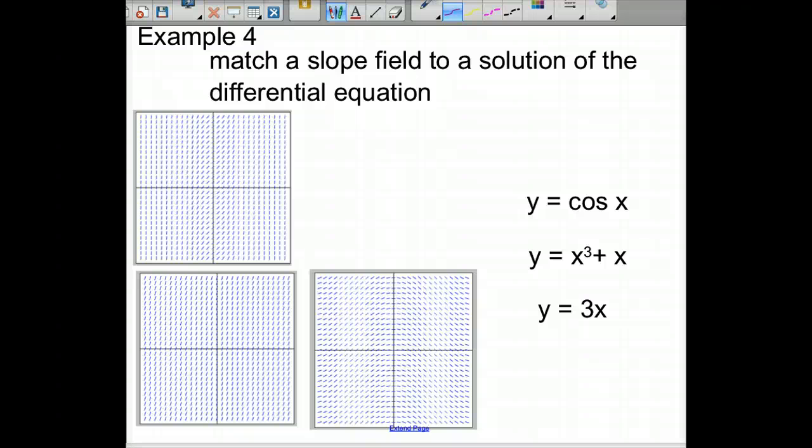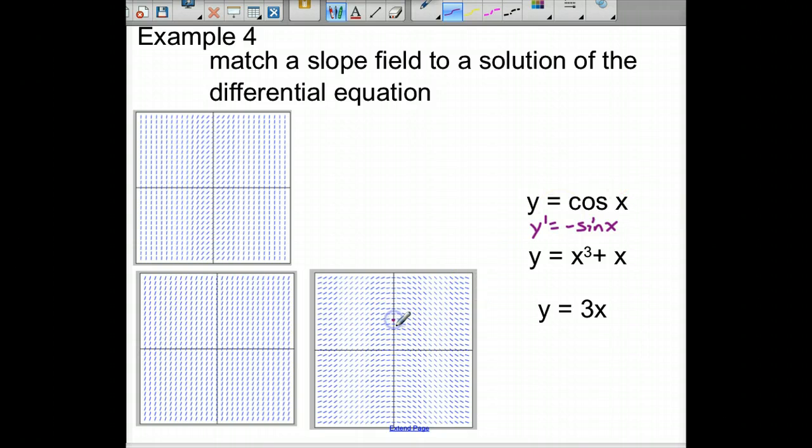Fourth thing that you're going to have to do is match a slope field to a solution of the differential equation. So this is a solution. So we have to think about that this represents derivatives, so we better find our derivative. So what's the derivative of cosine? It's negative sine.